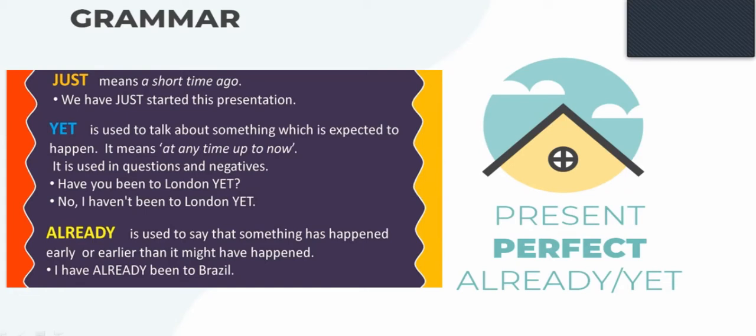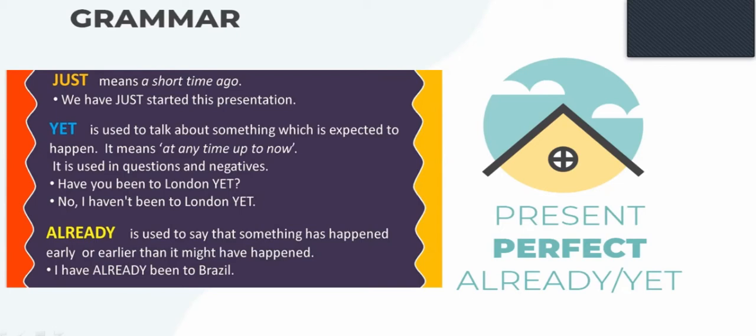We use yet to talk about something which is expected to happen, but it hasn't happened. You expect it to happen at some point, but it hasn't happened by this moment. It means at any time up to now. So from now on, that experience can happen. We use it for questions and negative sentences. So when we have a question in present perfect, we can use the word yet.